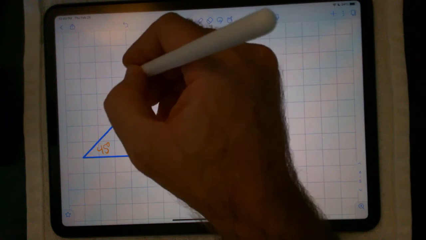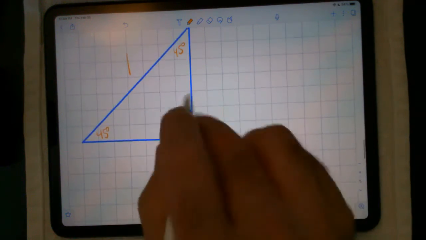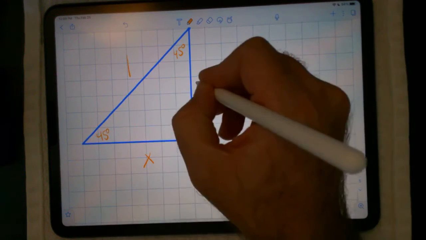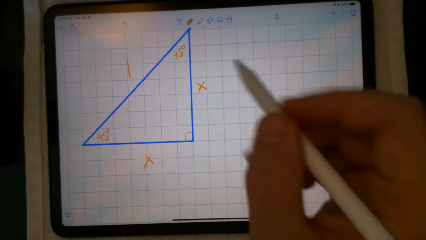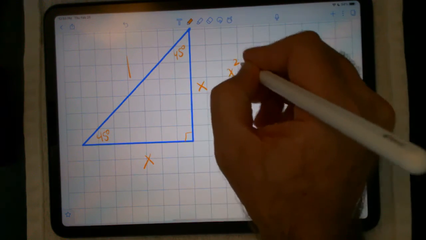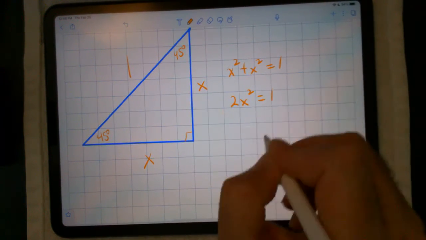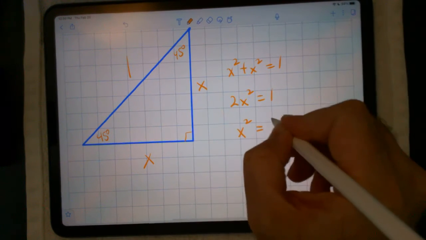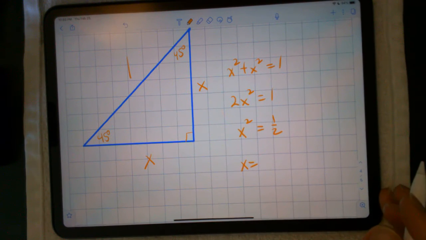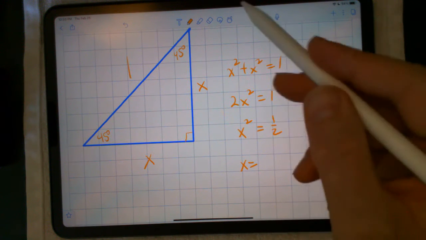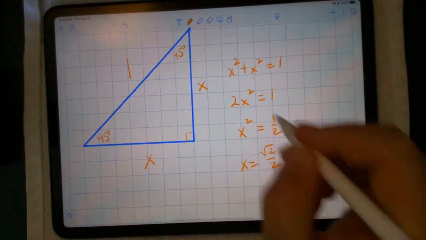If we're using the unit circle and this has length 1 unit, then what is x and what is x? If we're on the unit circle, the hypotenuse being 1, this is x squared plus x squared equals 1. We have 2x squared equals 1. This tells us that x squared is equal to 1/2. So that x is equal to, and again, we just want the principal square root because we don't want negative lengths, the square root of 1/2 is going to be radical 2 over 2.